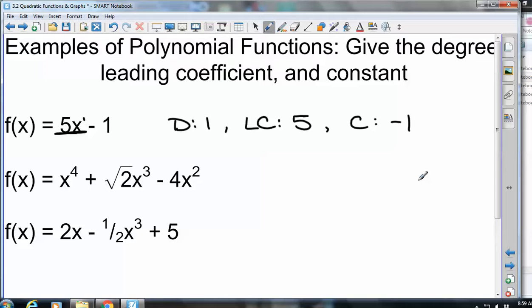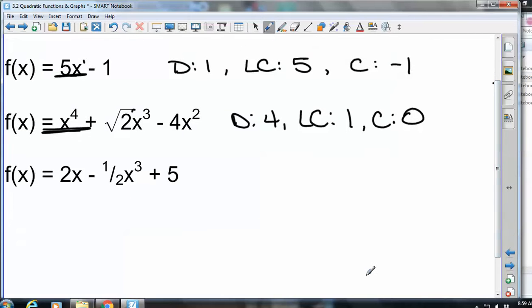Okay, second one. This is a polynomial because my radical is only over the 2. If I made the radical over this whole expression, would it be a polynomial? No, you can't have a variable under a radical in a polynomial. Okay, degree. What's the highest exponent? 4. Leading coefficient. What is the coefficient of that term? Constant. 0. There isn't one, so we just put 0.